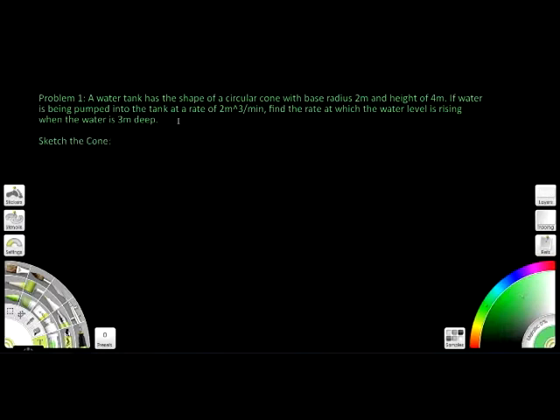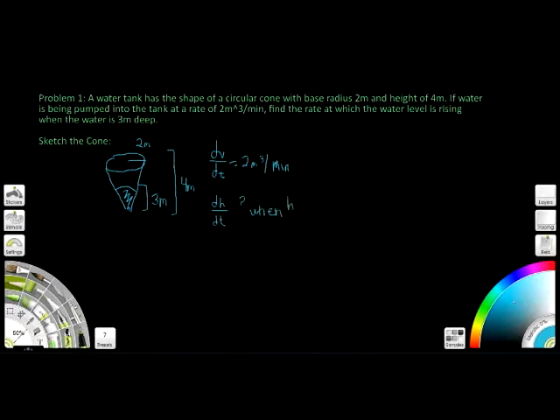The first thing we're going to do is draw a picture. Here we sketch the cone. We know that the radius is 2 m, the height of the water is 3 m, and the height of the entire cone is 4 m. The volume with respect to time, dV/dt, is equal to 2 m³ per minute. We're looking for the height with respect to time, dh/dt, when the height is equal to 3.